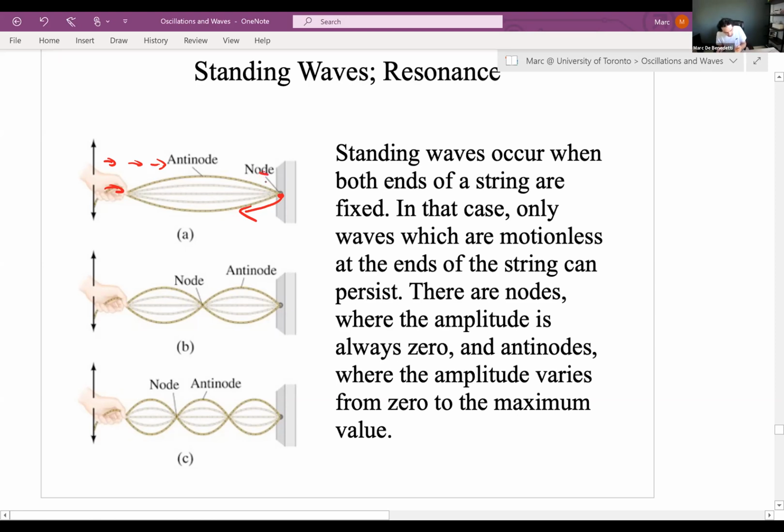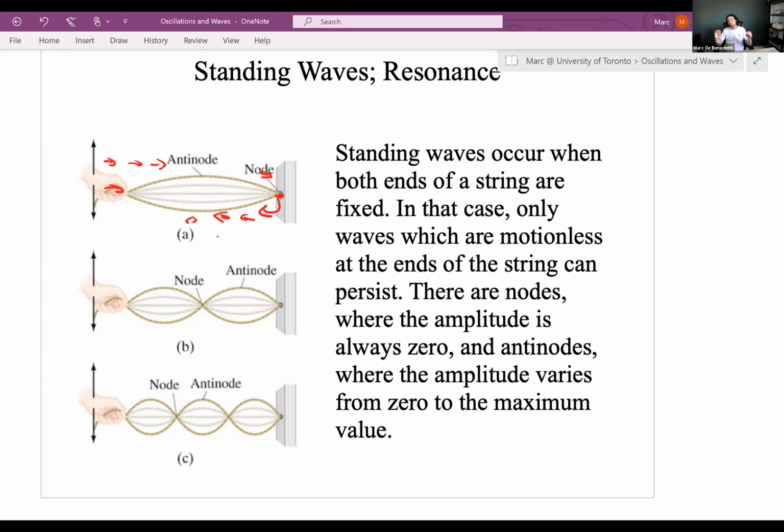And then eventually they will hit the end and they will invert, and then they will come backwards. Now, all sorts of weird patterns can happen, right? Because you're constantly sending new wave pulses down, you're constantly getting reflected wave pulses back. The superposition of this could be any number of patterns, messy patterns.